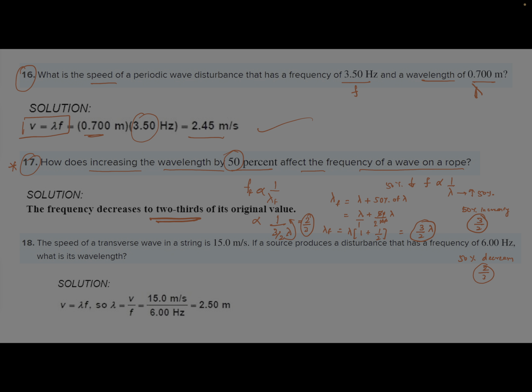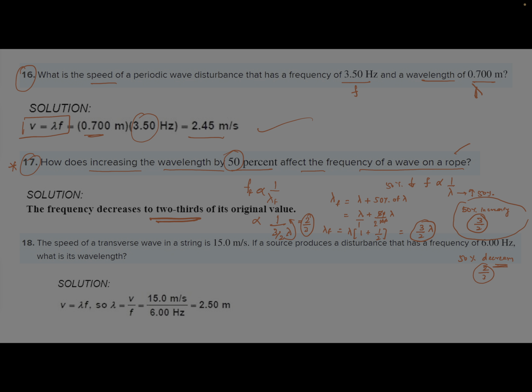So you can do it directly, okay? This question you can do directly by saying 50% increasing means 3 by 2. If 50% decreasing, it means 2 by 3. So it will take just a second to solve such a question, okay?